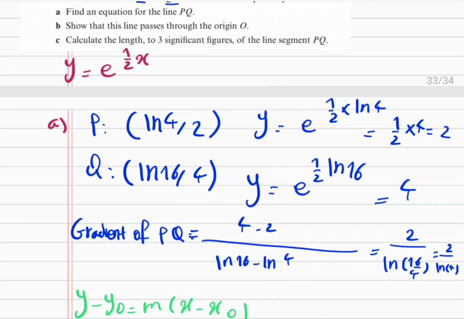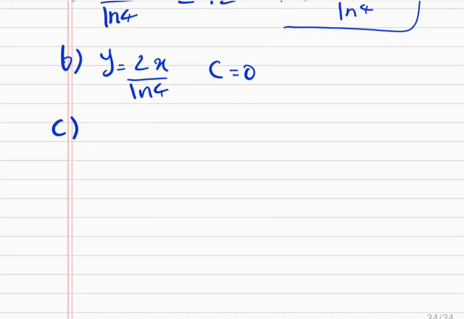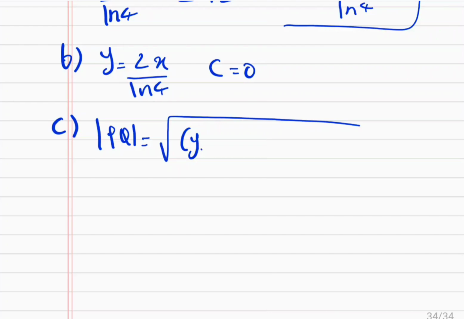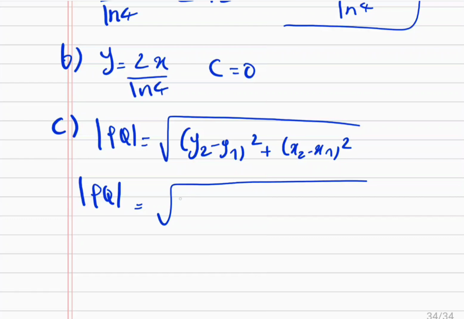And finally, part C: calculate the length, to three significant figures, of the line segment PQ. In this case, we just use the formula for the distance, or the length of a line segment. If we want to find the length of segment PQ, we do the square root of x2 minus x1 squared plus y2 minus y1 squared. You now need to substitute the coordinates into the equation.